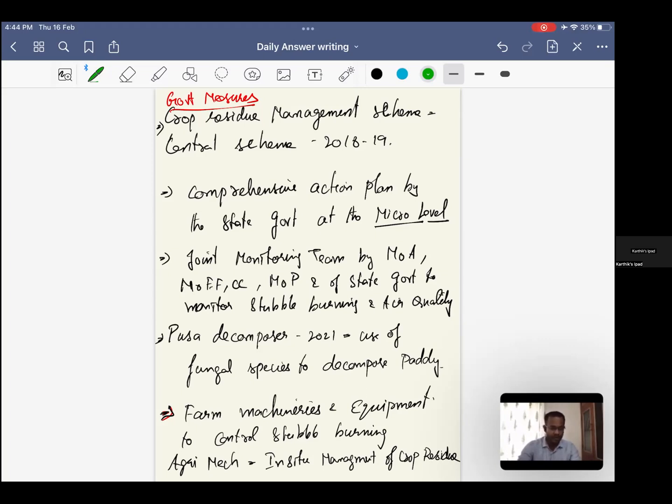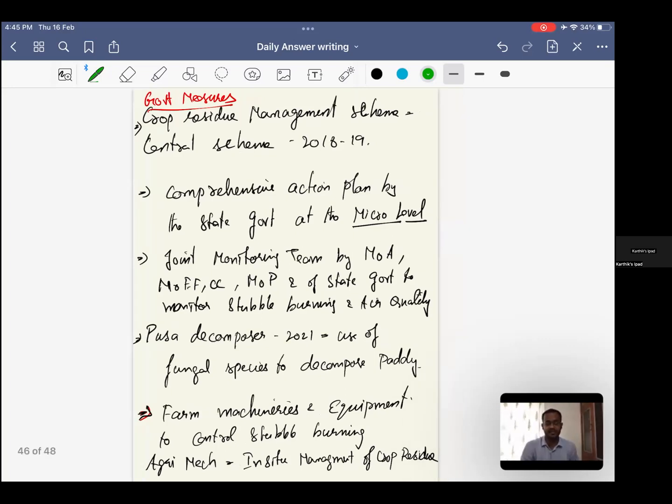The Pusa campus, the agriculture university institution in Delhi, came up with a decomposer in 2021. It's called the Pusa decomposer, which uses fungal species to decompose the paddy stubble. So it becomes easier. And the governments, the union government through state governments, have been providing farm machinery and equipment to control stubble burning at the in-situ level in Punjab, Haryana, and Uttar Pradesh regions. So you can also speak about how agricultural mechanization is taking place with the in-situ management of crop residue. So this is again a 10 marks question.